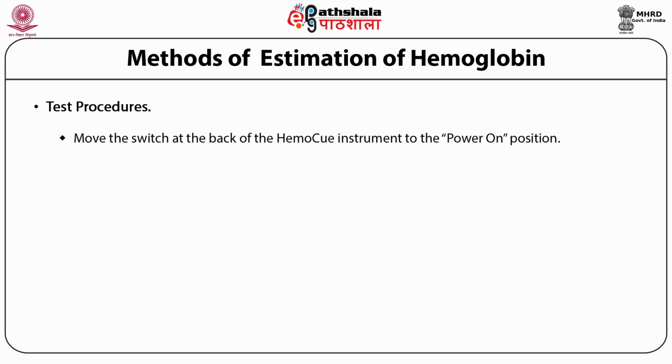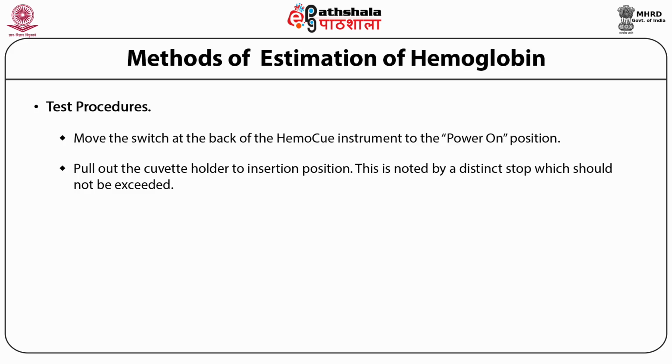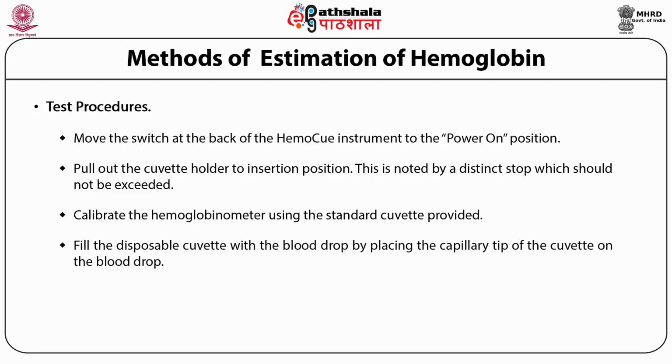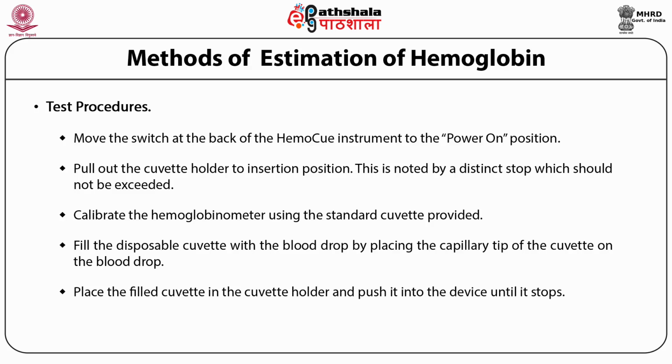Move the switch at the back of the HemoQ instrument to the power on position. Pull out the cuvette holder to the insertion position. This is noted by a distinct stop which should not be exceeded. Calibrate the hemoglobinometer using the standard cuvette provided. Fill the disposable cuvette with the blood drop by placing the capillary tip of the cuvette on the blood drop. Place the filled cuvette in the cuvette holder and push it into the device until it stops. After 45 seconds, the hemoglobin value is shown on the display.